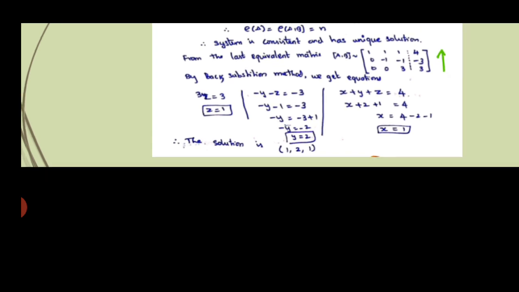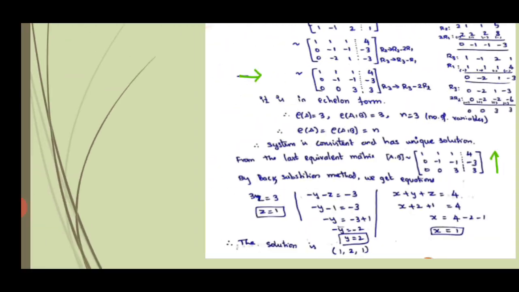And now the first row we have to focus on. In the first row we have 1, 1, 1, and 4. Now consider it as an equation: x plus y plus z equals 4. We know the values of y and z. Apply them in the y and z places. After solving, we get x equals 1. So therefore the solution we get is 1, 2, 1.